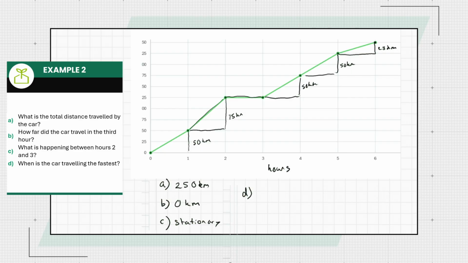So the fastest point is going to be between hours 1 and 2. So between 1 to 2 hours. Okay, so that's really just our second hour of travel. You could also write that. At that particular point, we've gone 75 kilometers in 1 hour.